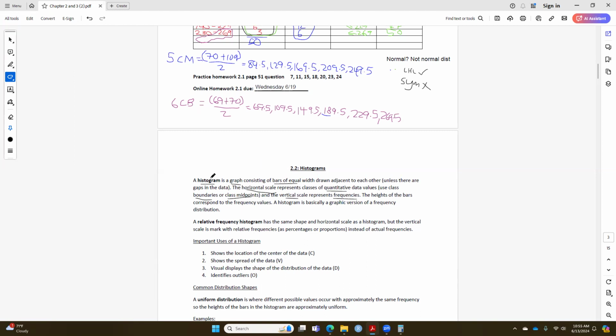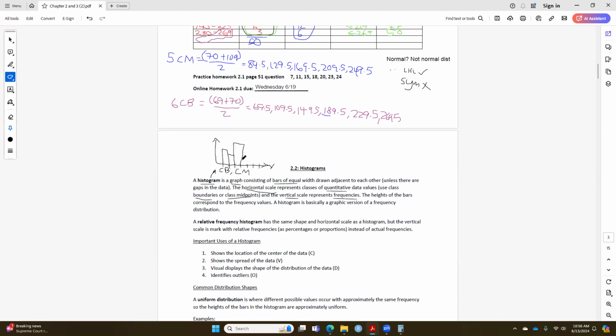So I'll give you an example of what a histogram looks like. A histogram is a graph where the horizontal scale, which is the x-axis, is going to use either class boundaries or class midpoints. So the numbers that you use to draw this histogram, if you draw like this, this is what it looks like. I will show it to you.